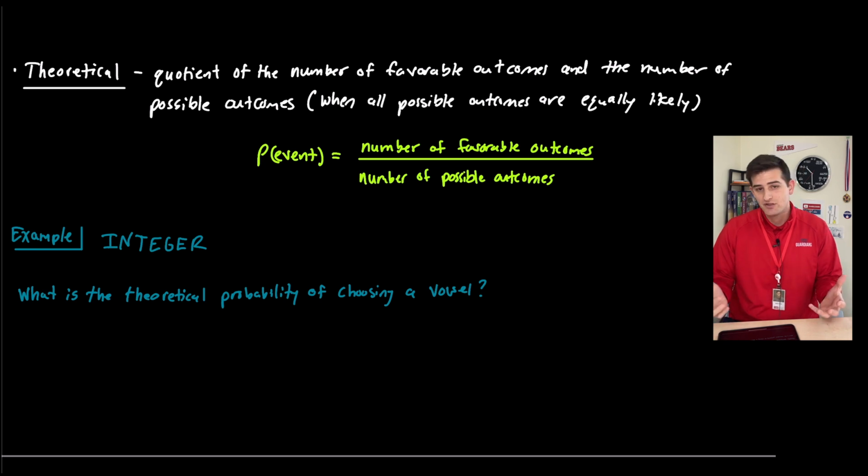So it's got a 1/2 chance, 50% chance that it's going to land on either one of those in theory, right? So our equation here now is the probability of the event is equal to the number of favorable outcomes divided by the number of possible outcomes. So let's take a look at an example.